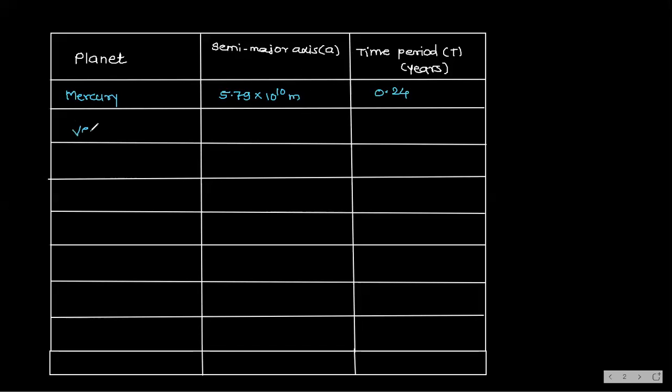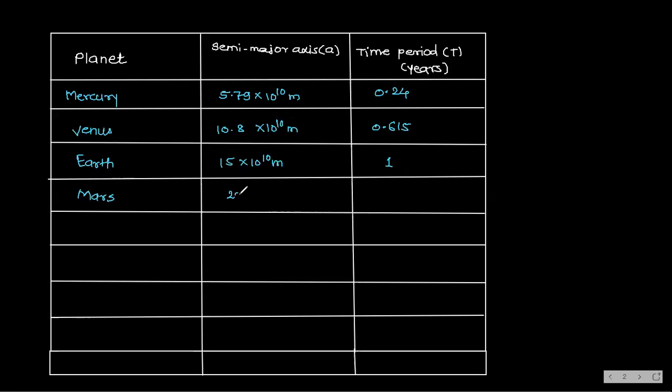Next is Venus. This is 10.8 into 10 to the power 10 meter, and it is 0.615 years. Next one, Earth. Earth has a semi-major axis A of 15 into 10 to the power 10 meter, and its time period is 1 year, 365 days.